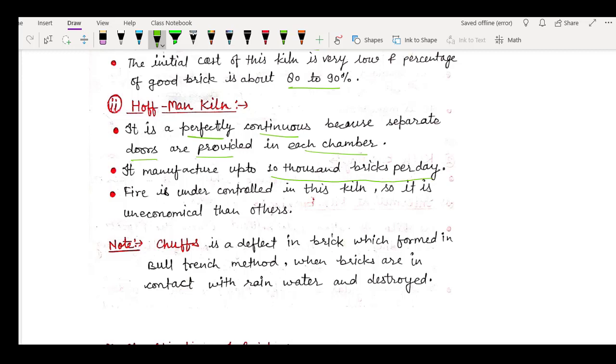Okay, so the rate of production is high as compared to others. Fire is under control in this kiln, so it is uneconomical than others. Okay, so the Hoffman kiln is uneconomical than others.